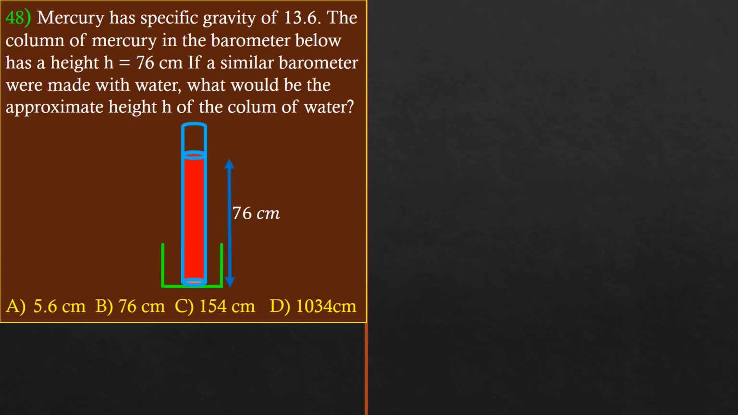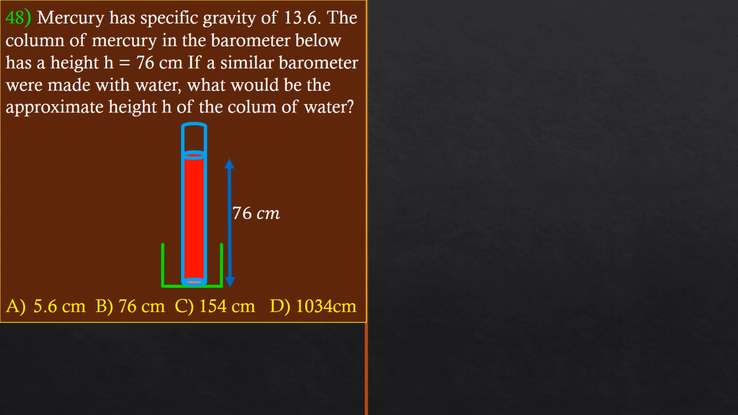Okay, it reads that mercury has a specific gravity of 13.6. The column of mercury in the barometer below has a height h of 76 centimeters. If a similar barometer were made with water, what would be the approximate height of the column of water? Great. So guys, this question is not so common to the advanced level syllabus. It's not so common, guys, but you just have to learn it so well.